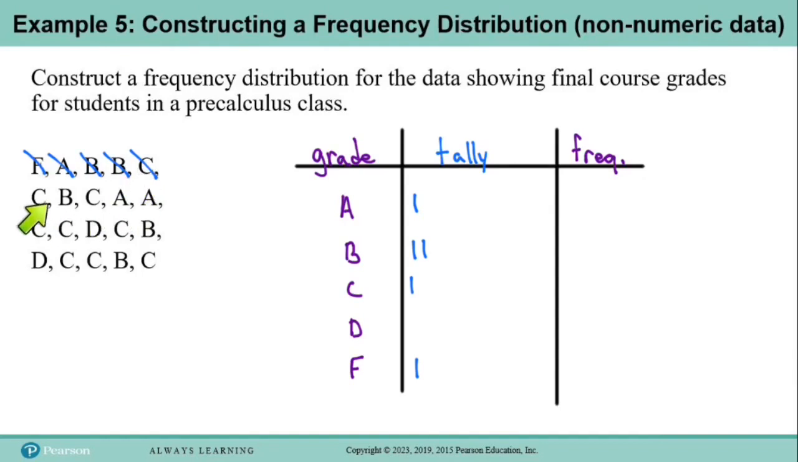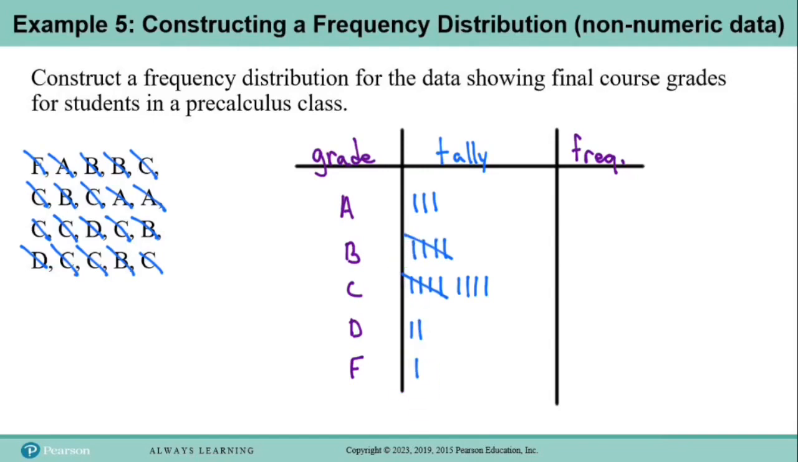For the next row, we've got C, B, C, A, A. So I'm going to go ahead and put C, B, C, A, A on my table and cross each of those off. And I'll let you do the third row on your own and the fourth row. So when you get finished with all 4 rows, this is what your tally marks should look like.